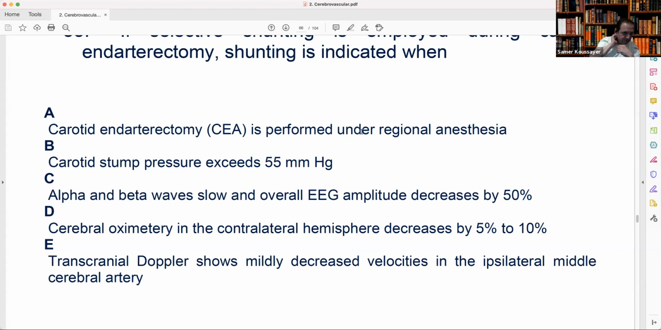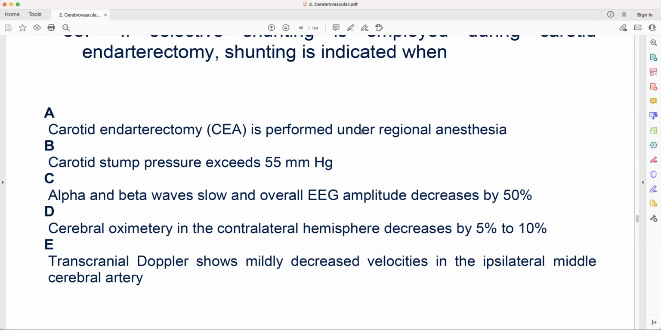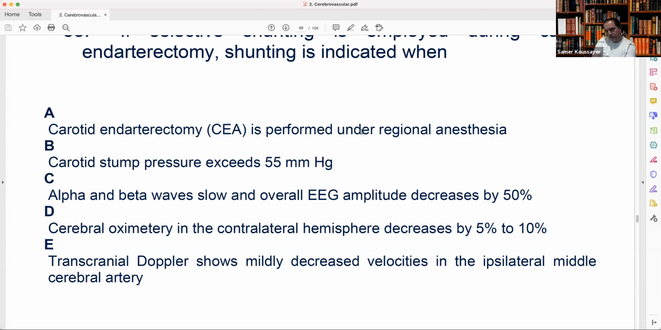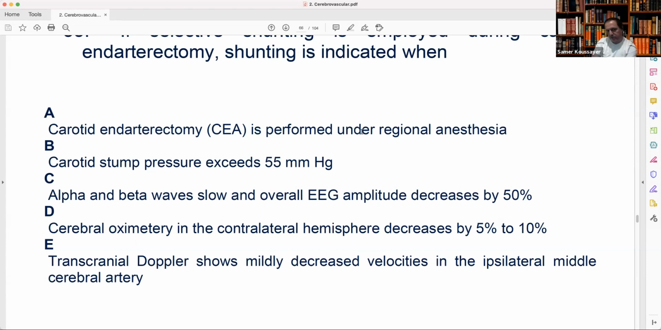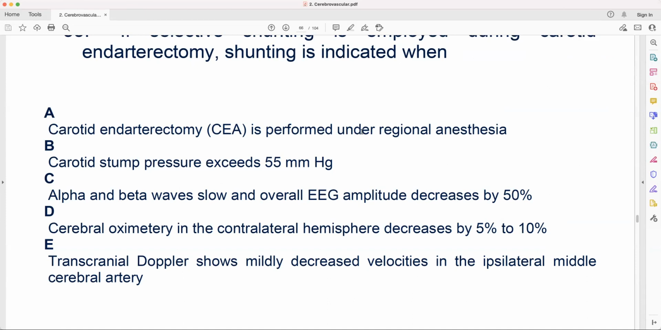Next one. The carotid stump pressure exceeds 55 millimeters of mercury. I think it's 35 or 40, and 40 and above is acceptable. So 55 is good. If you have 55, you don't need to shunt. So when you have 55, is shunt indicated? No. So this is wrong, because shunt is indicated if the pressure is less than 40 to 35, but here it is 55, so you don't need to shunt. So this is wrong.